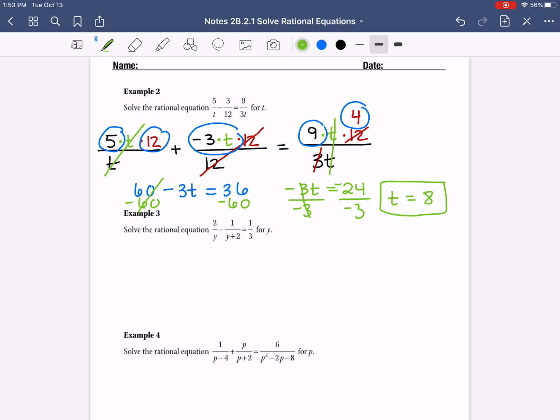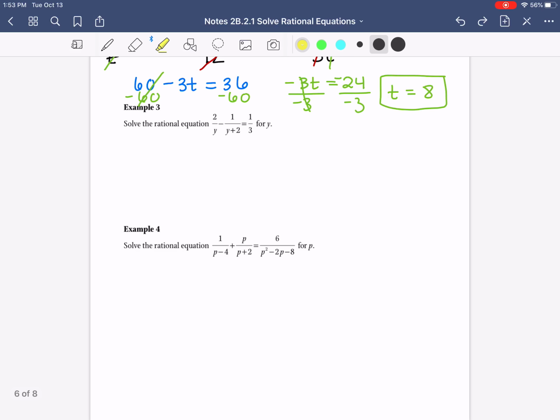I do want to check to make sure that my value isn't extraneous, that if I plugged it into the denominators, I wouldn't get 0. If I plugged in 8 here, it wouldn't be 0. There is no number to plug in here. And if I plugged in here, it'd just be 8. There's nowhere to plug it in here. 3 times 8 is 24, so none of them equal 0, so that answer is just fine.